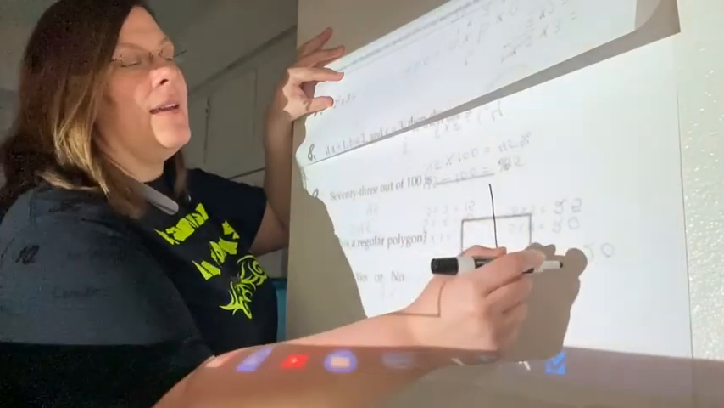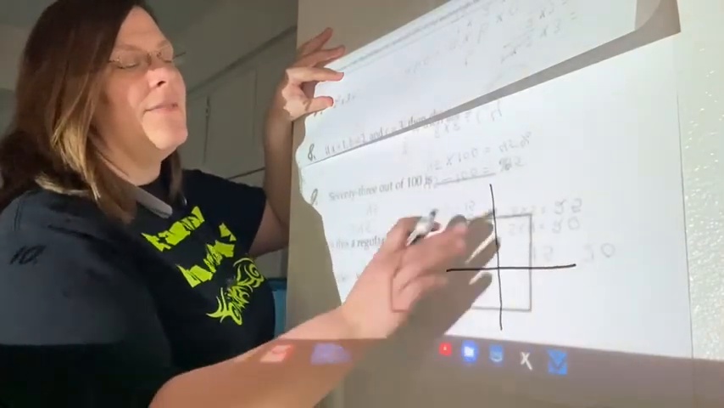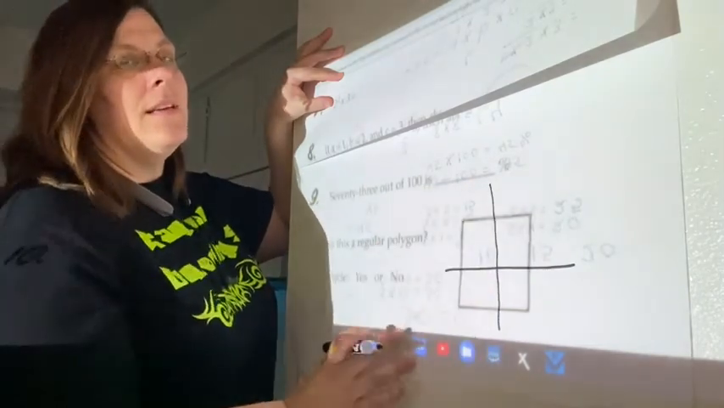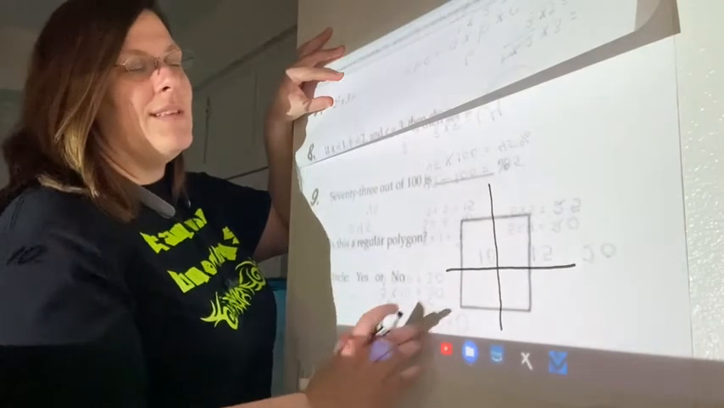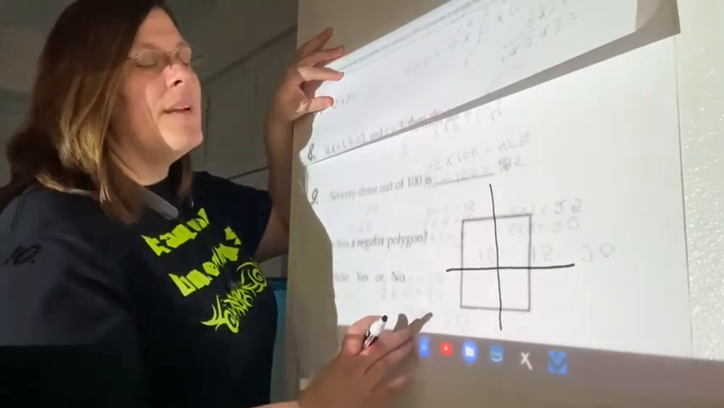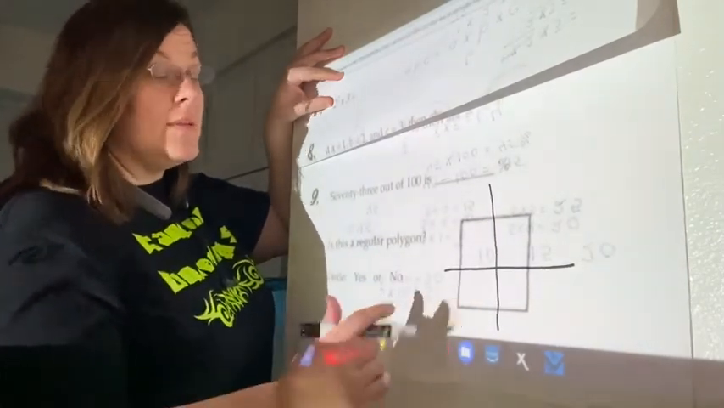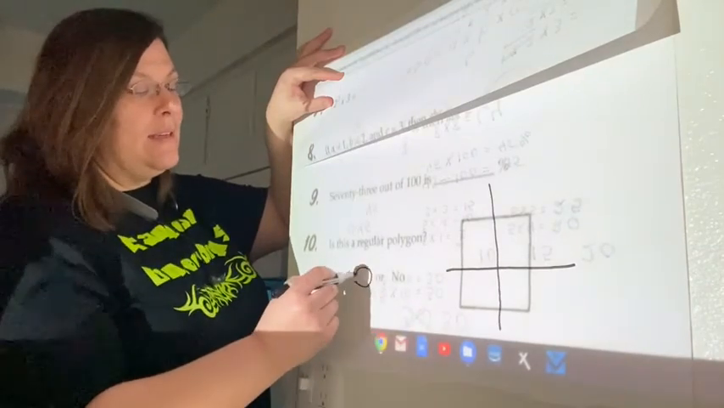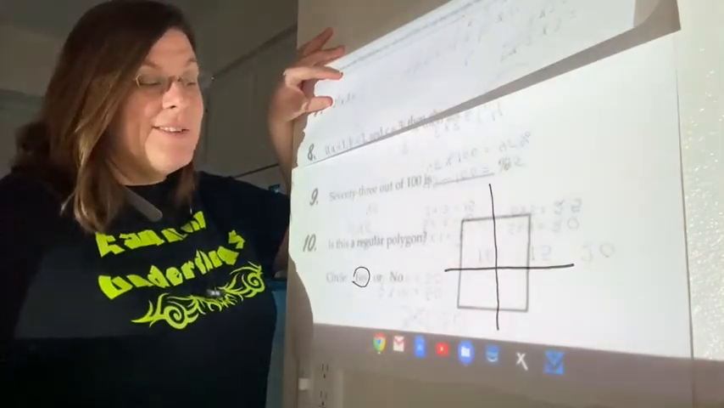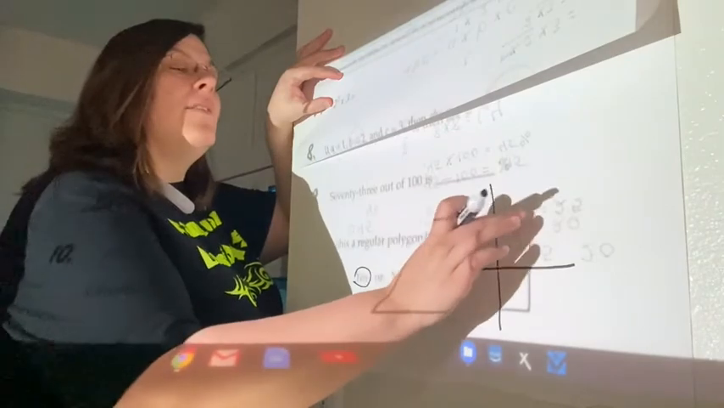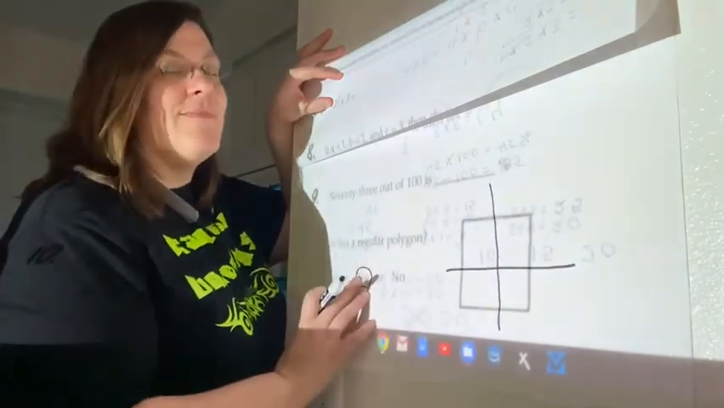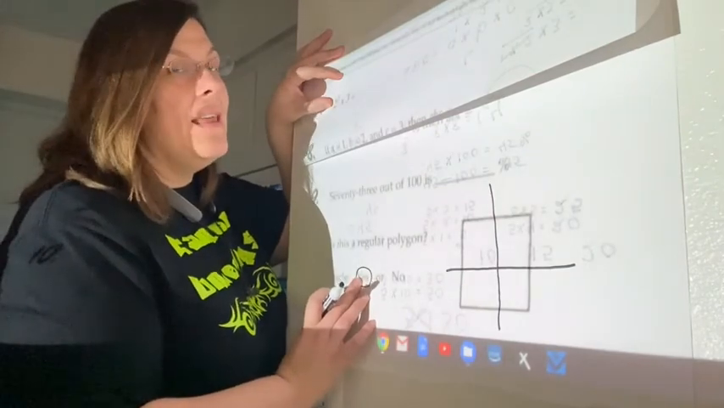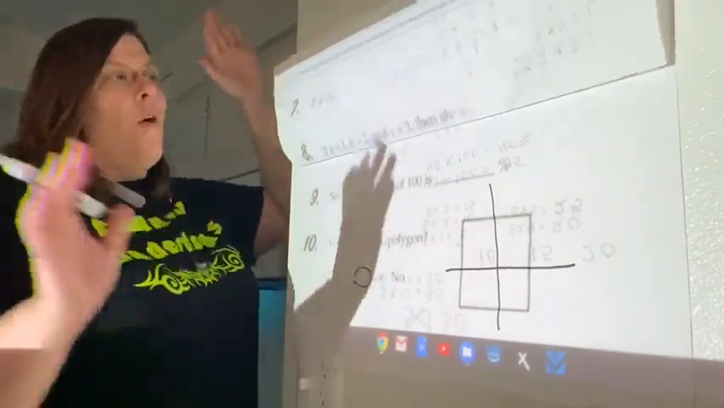If I cut it this way, if I folded it over, is it going to have the same angles? Is it going to have the same lengths? Yeah. Because of those two concepts, we answer the question as yes. Yes, this is a regular polygon because it has the same angles and the same lengths of sides. So we're all set and ready to go with that one. And that makes us number 10.